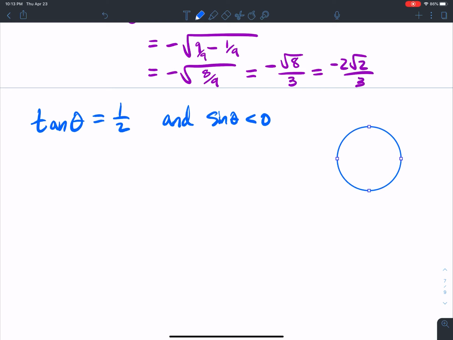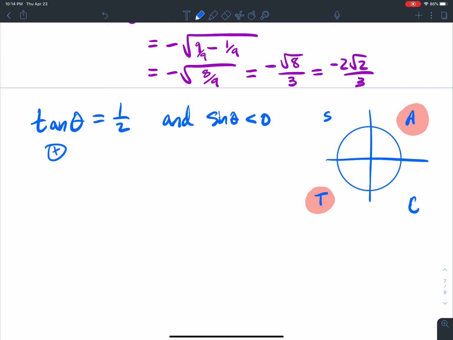So draw your circle, okay? First step, figure out where you're at. All right, tangent. What type of value is tangent? Tangent is a positive number. It's positive 1/2. All right, all students take calculus. Now, the only places that tangent is positive is in the all, where all of them are positive, in quad 1, and then in quad 3 where the tangent and cotangent are positive. Okay, so those are my options.